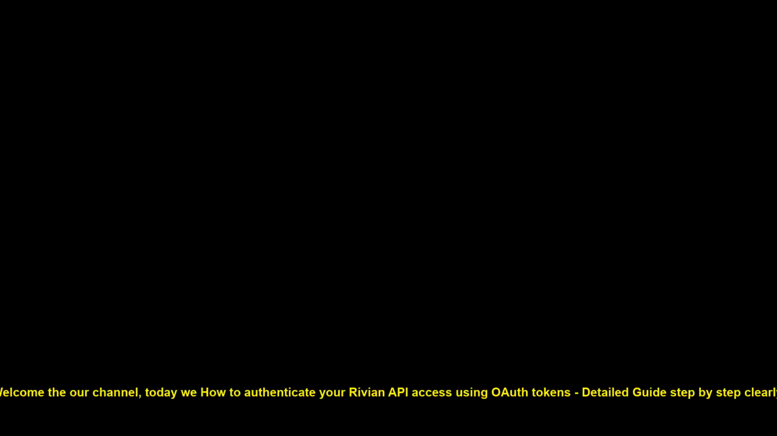Welcome to our channel. Today we show how to authenticate your Rivian API access using OAuth tokens, a detailed guide step by step, clearly. To authenticate your Rivian API access using OAuth tokens, start by registering your application with Rivian's developer portal.